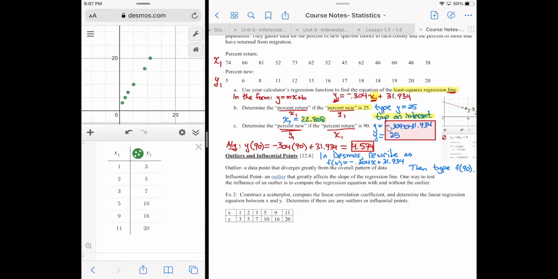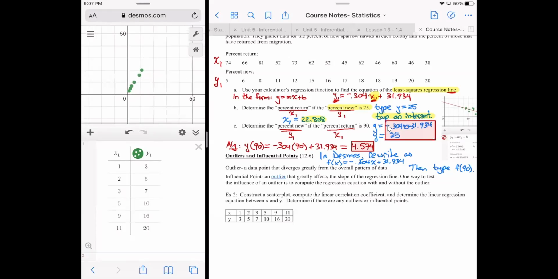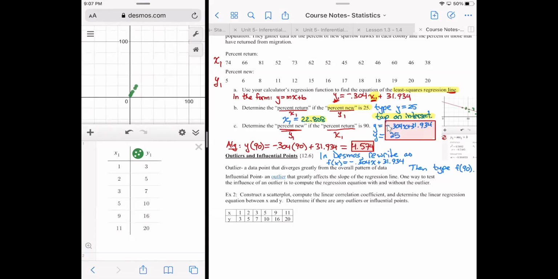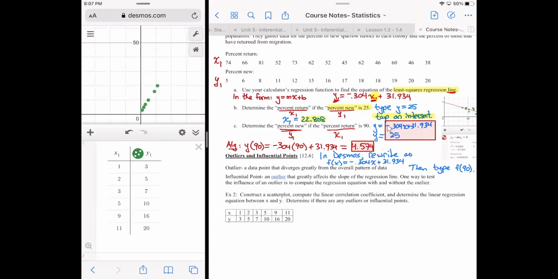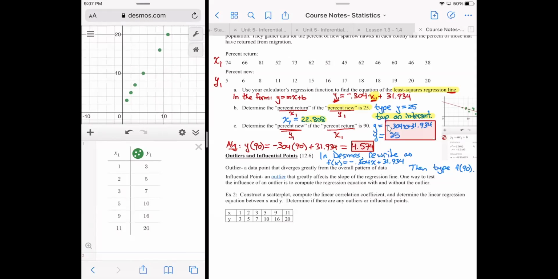Then pinch and drag. And you can see that these points are pretty spot on in terms of where they're falling. I could zoom out big time, but it looks like I got most of them. So this looks like a pretty linear relationship. Maybe there's 1 or 2 values that are a little out of whack, but not by much.